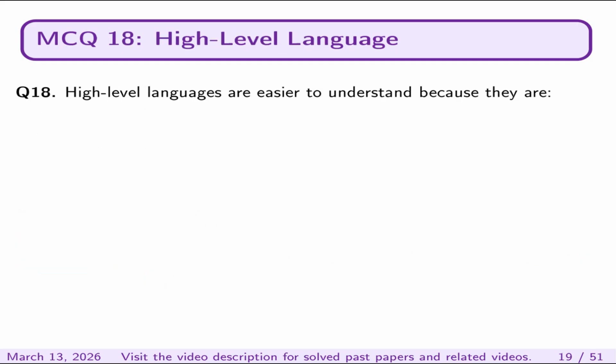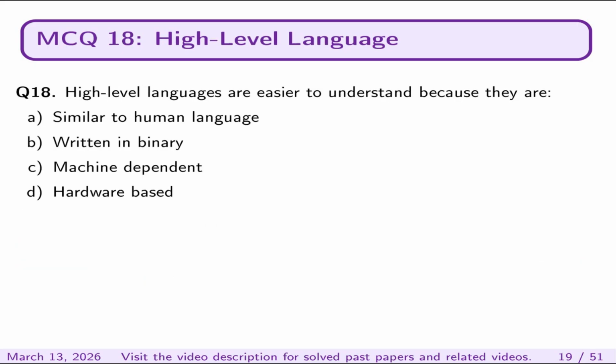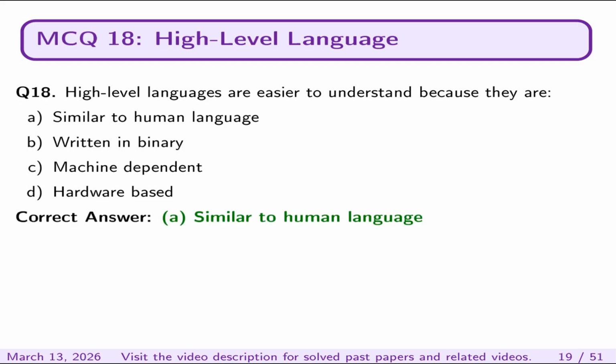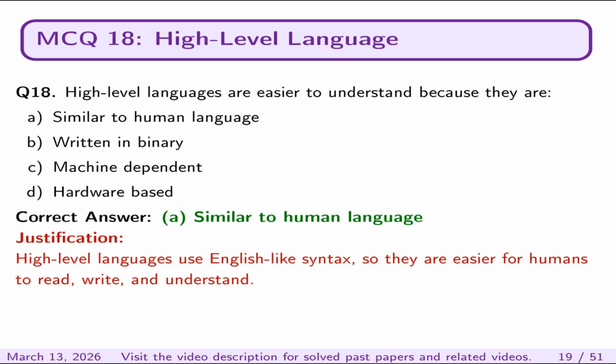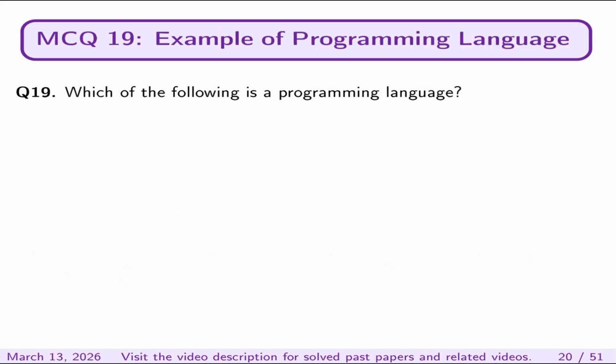Question number 18. High-level languages are easier to understand because they are similar to human language, written in binary language, machine-dependent, hardware-based. The correct option is similar to human language. High-level languages use English-like syntax, so they are easier for humans to read, write, and understand.